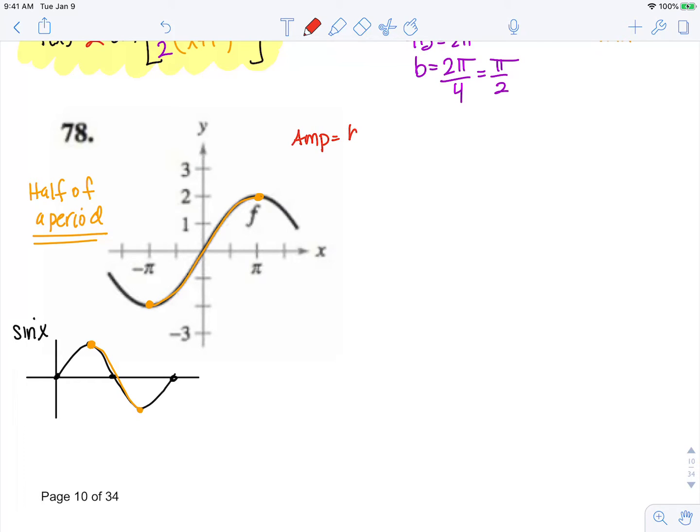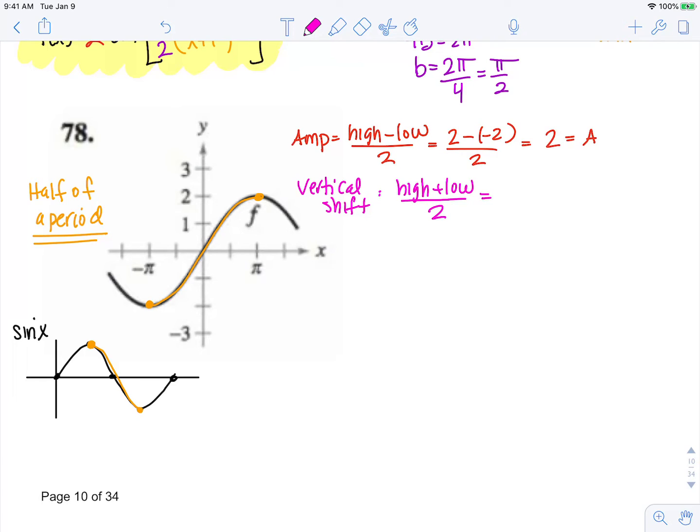Our amplitude is high minus low divided by 2. That's 2 minus negative 2 divided by 2, which is 2. That's our A. Now if I want to look for my vertical shift, that's my high plus my low divided by 2. 2 plus negative 2 over 2, which is 0. So that means no vertical shift. And you can see that the middle is still here at 0 without doing that work.